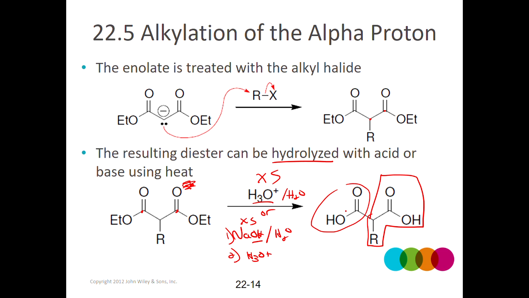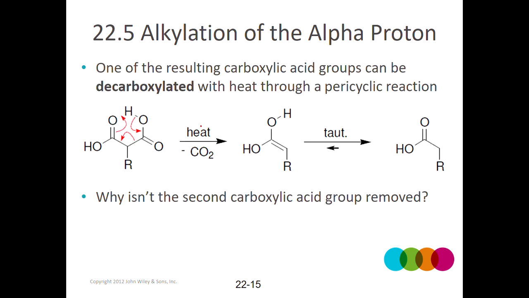And then what you would do after that is to heat it up. Once you have the two carboxylic acids, heat will cause a decarboxylation reaction. And that's a pericyclic reaction. We talked about pericyclic reactions earlier in the semester. They involve a circular movement of electrons around a ring. So the sigma bond here breaks, swings in here to form a double bond, while this sigma bond breaks, swings over here to form a double bond, and this pi bond breaks and swings out here to form a single bond.